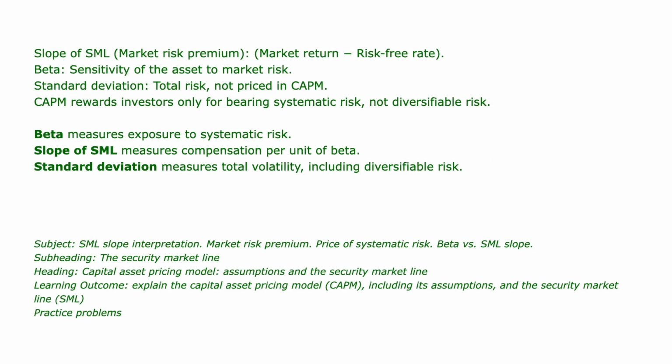Slope of SML equals compensation per unit of beta. Beta equals exposure amount. Standard deviation equals total volatility. The question asks for the price per unit, which is the slope.